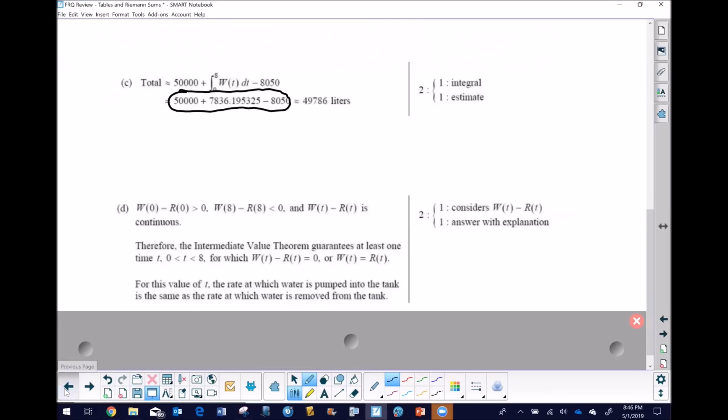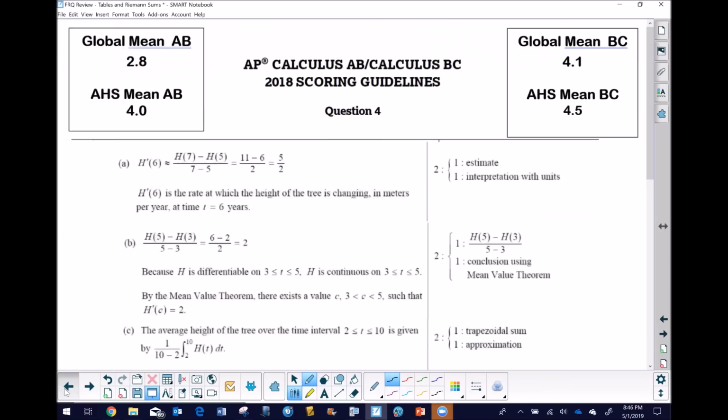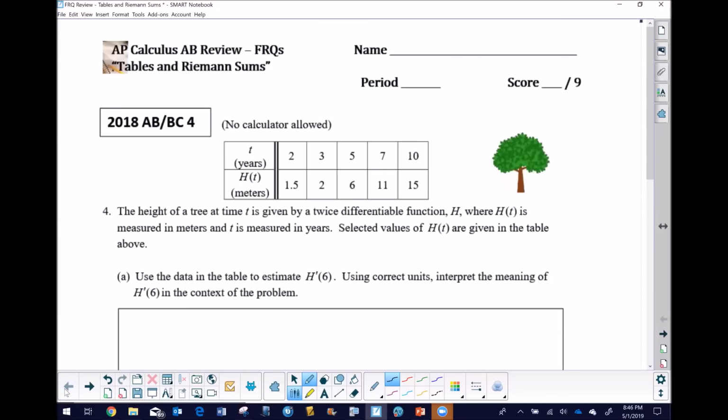So let's fast forward 2 years. How's that? We're going to go back to last year's exam. And we're going to take a look at our lovely tree question. Go back. So this would actually probably be on the first page.